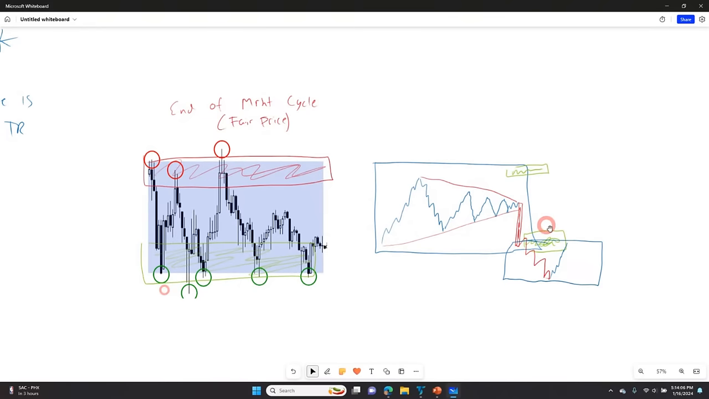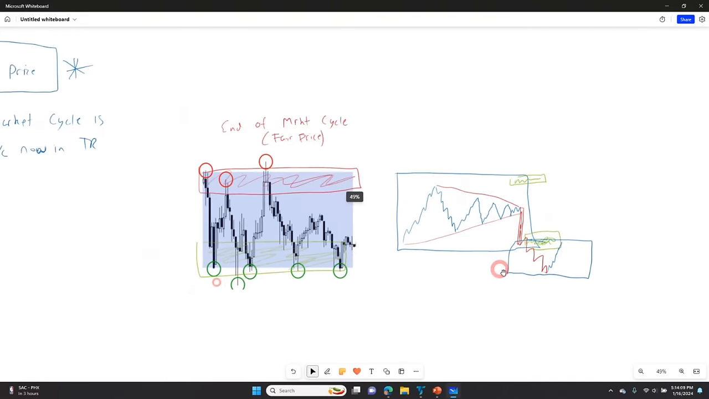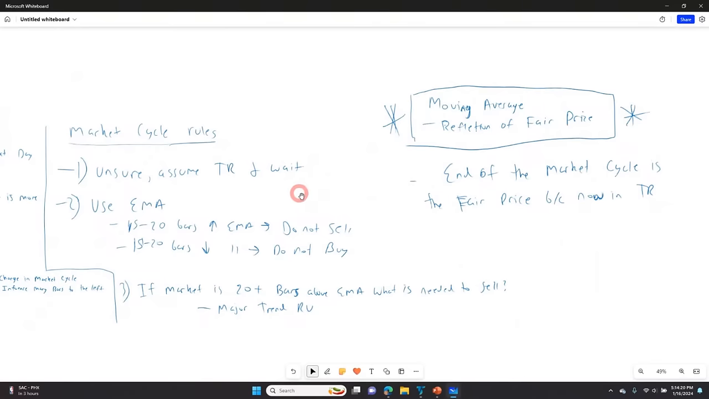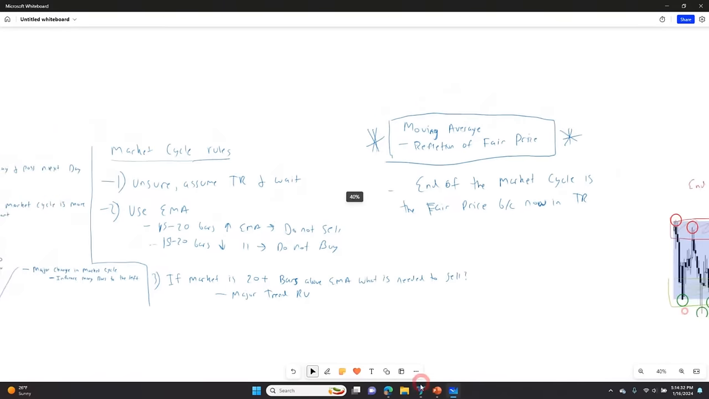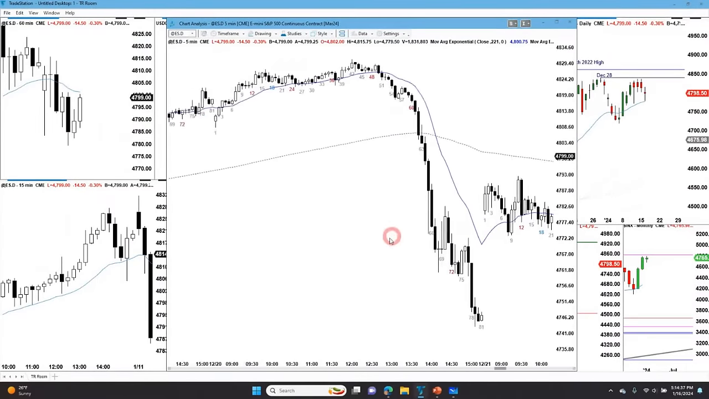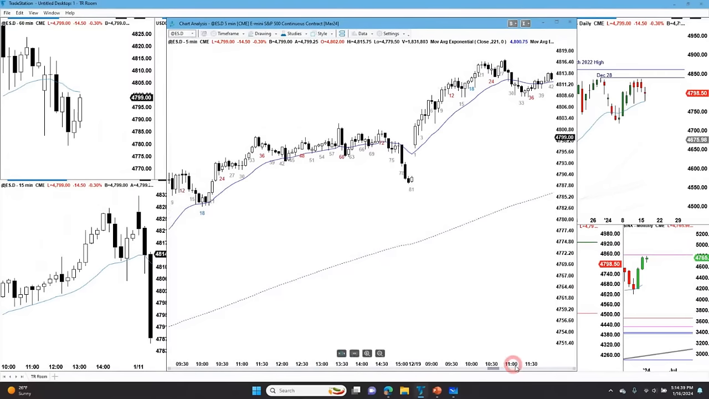Does this concept make sense? That the market is always in search of a fair price. You have to keep that top of mind, and always be thinking about why the market's in search of a fair price. And the reason is, what a lot of people do is they're always hopeful.